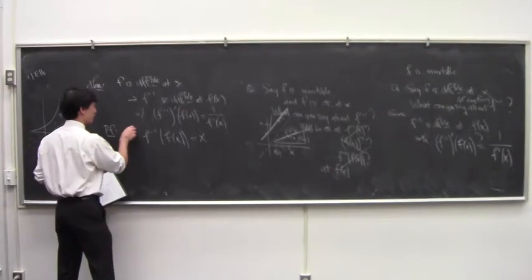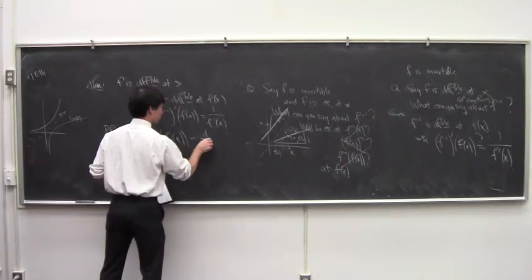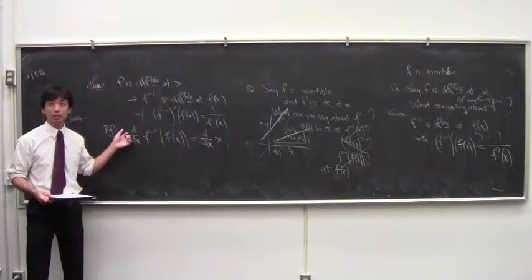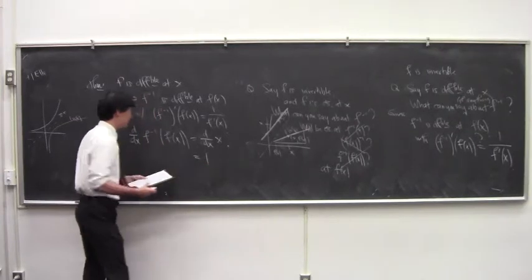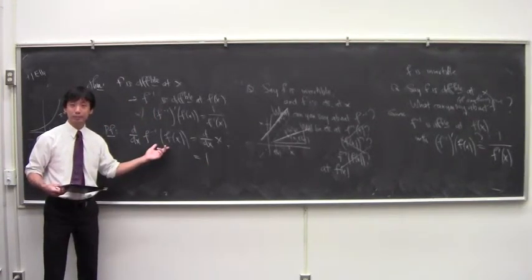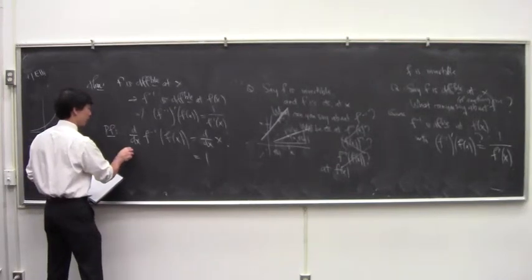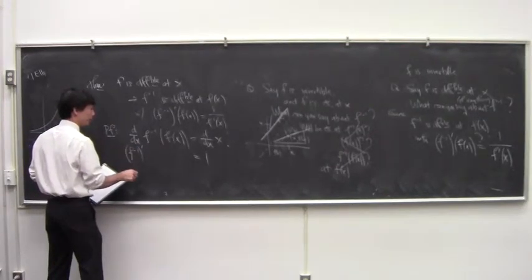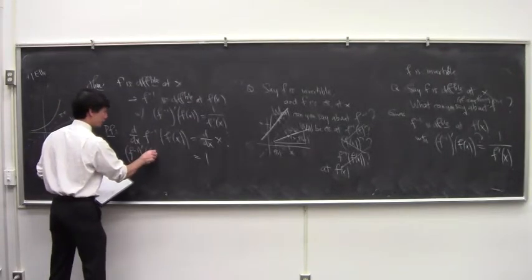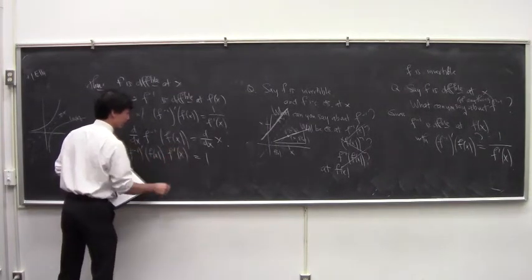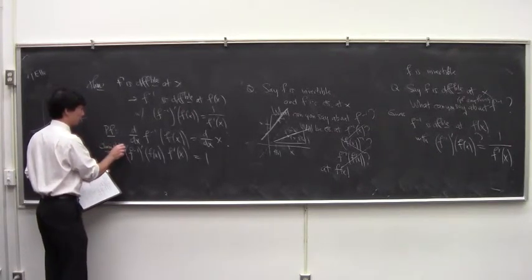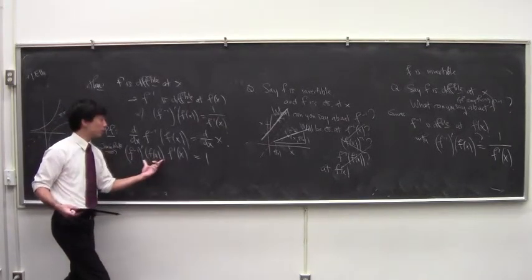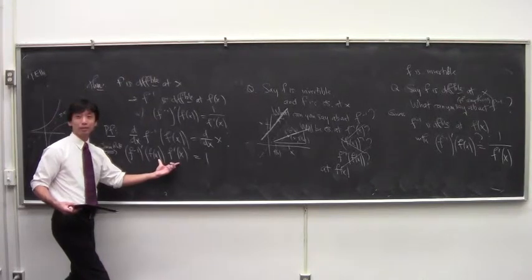Now I'm going to differentiate both sides. So I hit both sides with the derivative operator. What happens when you differentiate x? You get 1. What happens when you differentiate this composition? You use the chain rule on it, so you get what? The outside guy's derivative at f of x times the derivative of the inside guy. Right? By the chain rule. And so what do you see? That these slopes are reciprocal to each other. The end. Okay? Simple.